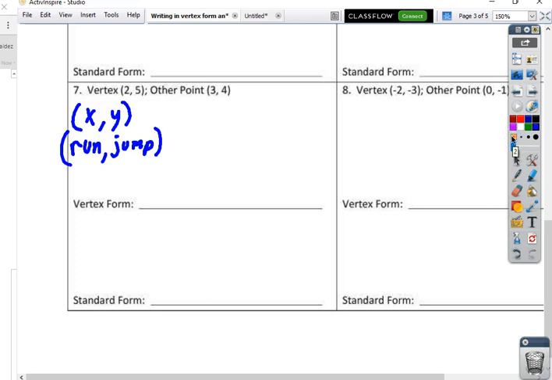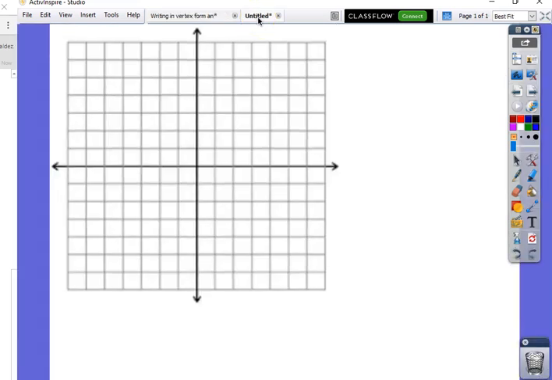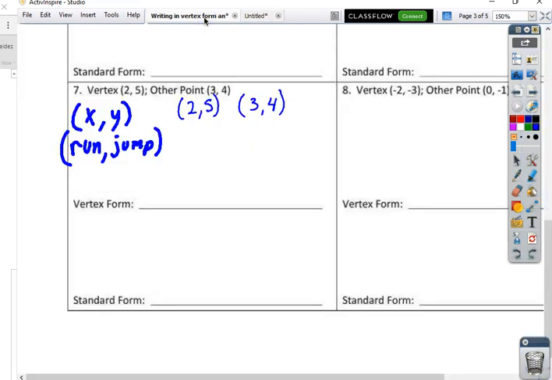So here we go. So we have 2 and 5, which is our vertex. We have 3 and 4, which is another point. Now, we need to get the 3 points to be able to put in stat edit and get our answers, okay? So let's go ahead and look at the graph, all right? So let's go ahead and plot our points. Remember the first point was 2 and 5.